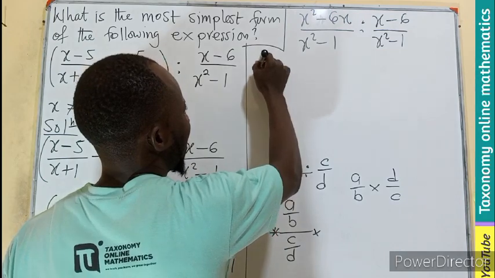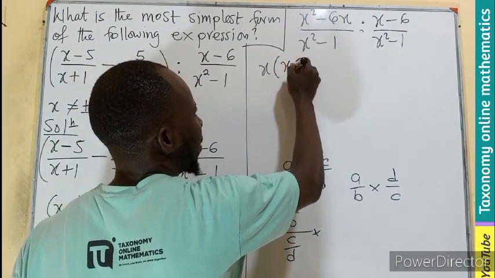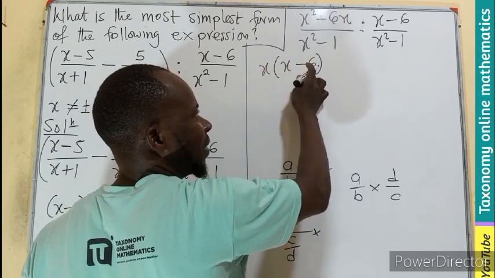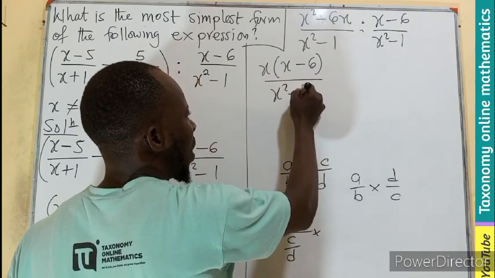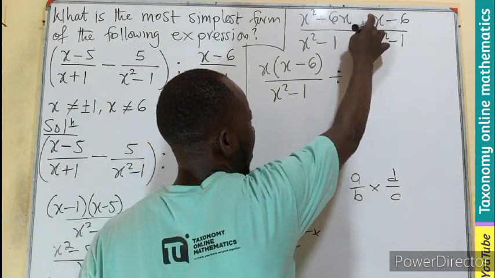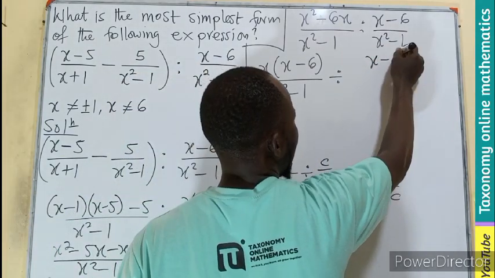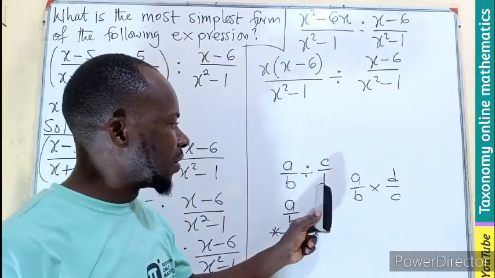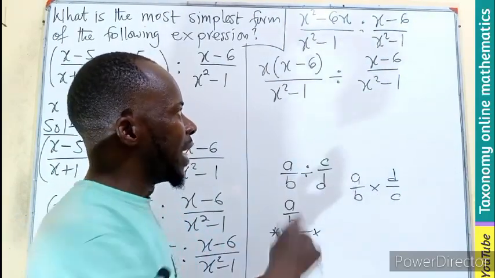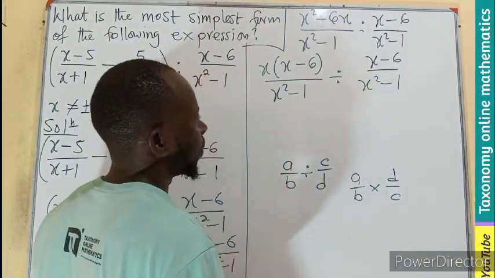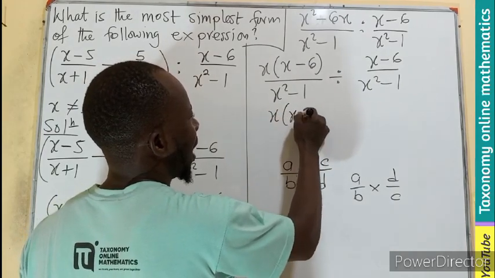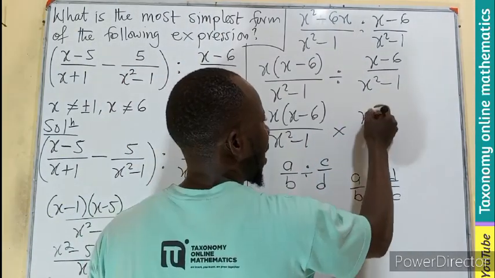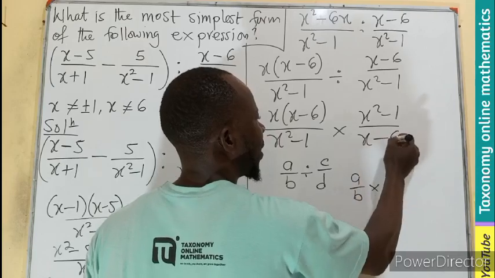So I'll be having x as the common factor out, (x - 6). When you divide this by x, you get x. This divided by x, you get 6. Divided by x squared minus 1, then our division, which is taking this form, will be (x - 6) over (x² - 1). So if we agree on that, then we can flip the second fraction by saying that x(x - 6)/(x² - 1) times (x² - 1)/(x - 6).